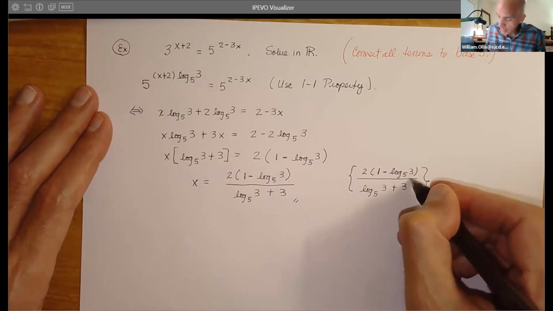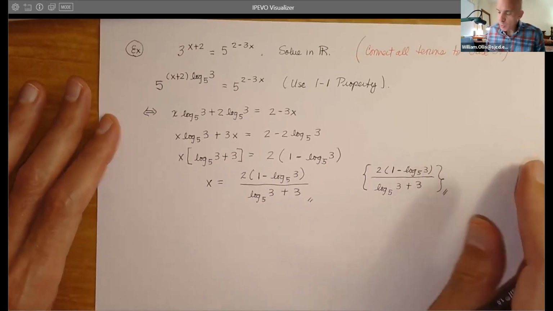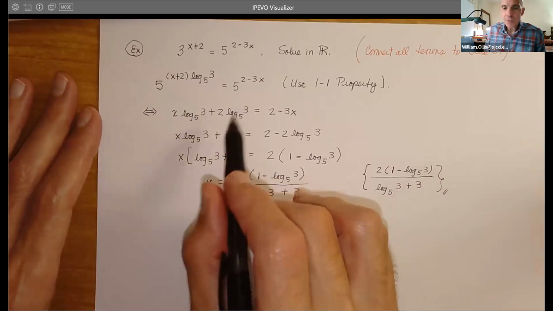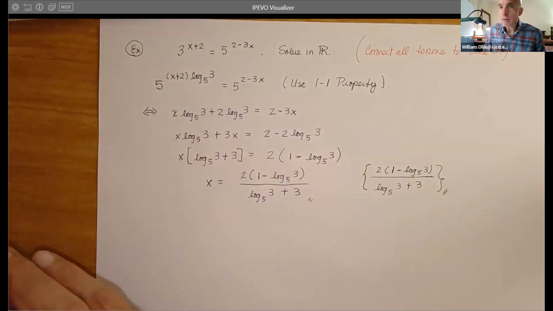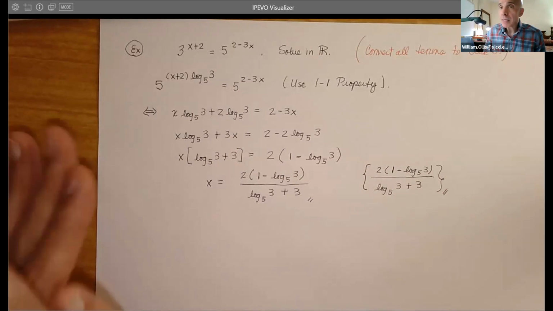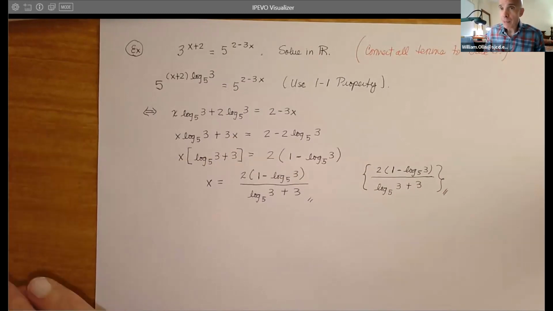So what we see is when we actually use the change of base, this allows us to use the one-to-one property for exponentials, just like we would use the one-to-one property for logarithms. The idea, ladies and gentlemen, is that you have, just like with all the problems we've done before, many techniques at your disposal. One technique is not necessarily better than another. It may be better for you because you have more facility with it.